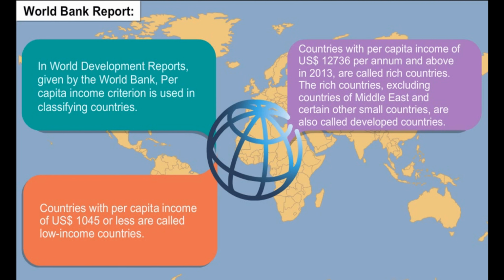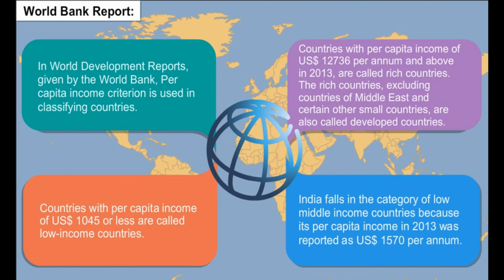Countries with per capita income of $1,045 or less are called low-income countries. India falls in the category of low-middle income countries because its per capita income in 2013 was reported as $1,570 per annum.